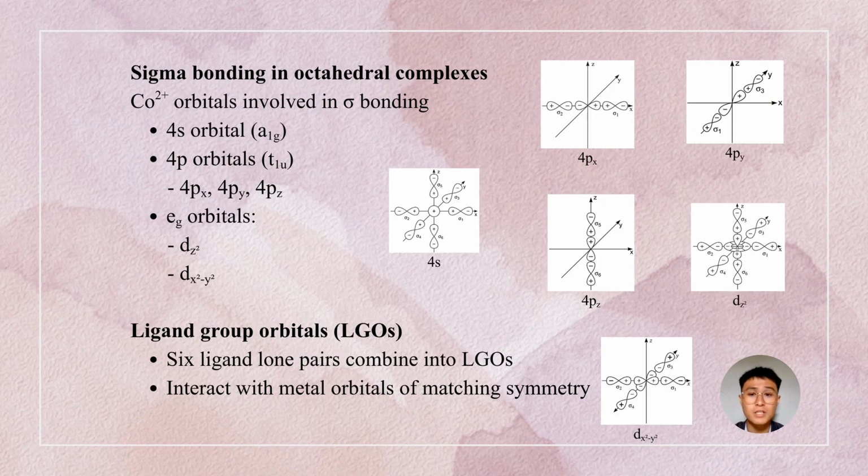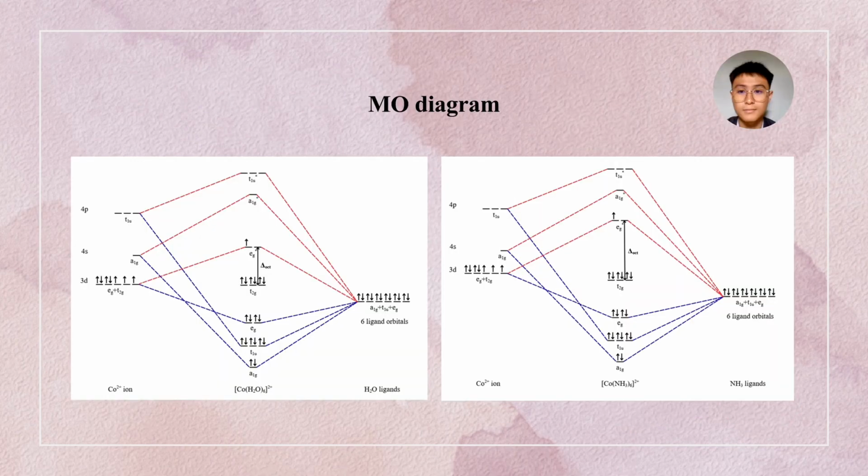The eg orbitals experience the strongest interaction because they point directly toward the ligands. This causes the eg antibonding orbitals to rise in energy. Meanwhile, the dxy, dxz, and dyz orbitals do not point directly toward the ligands, so they have little overlap with the ligand sigma orbitals and remain approximately non-bonding in sigma-only complexes.